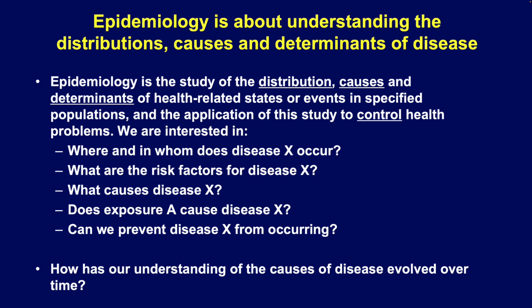So we're interested in things like what causes disease X? Does exposure A cause disease X? And can we prevent disease X from occurring? This is what defines the field of epidemiology today. But while epidemics of diseases have existed for millennia, epidemiology has not. And in this section of the talk, I'll try to describe how our understanding of the causes of disease and epidemics have evolved over time, including before the advent of the field of epidemiology.